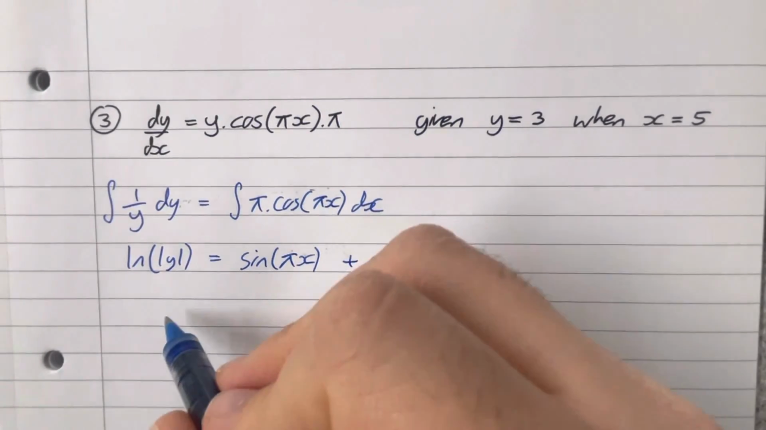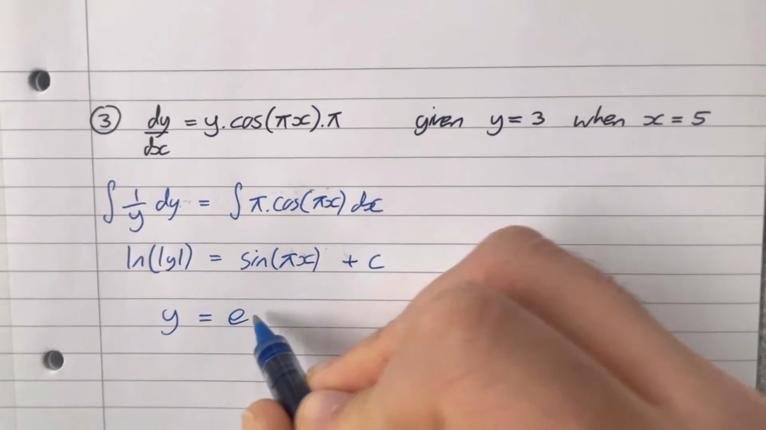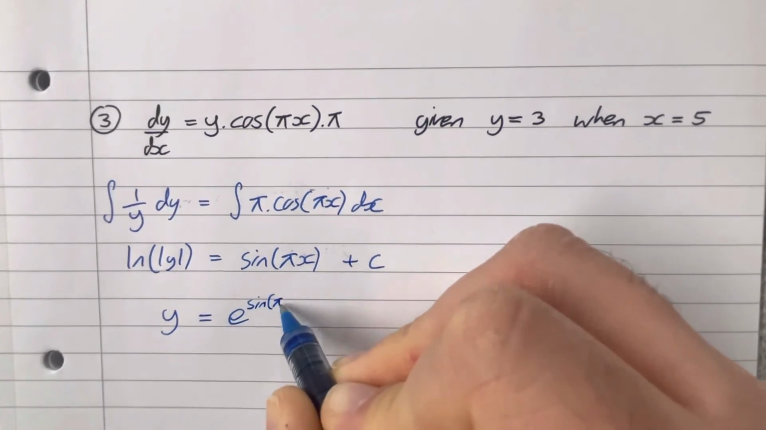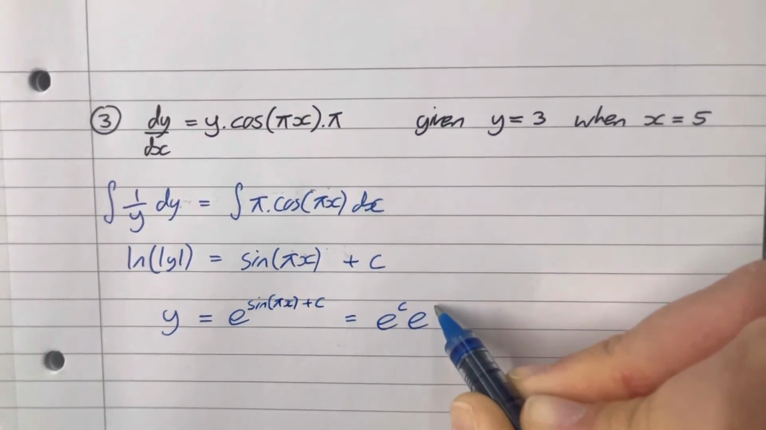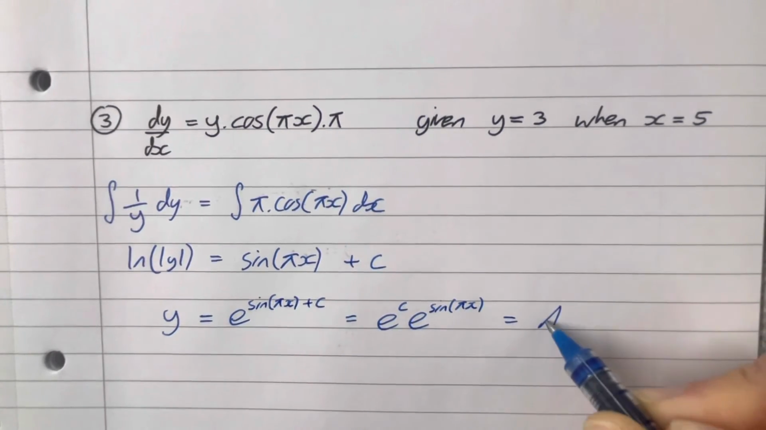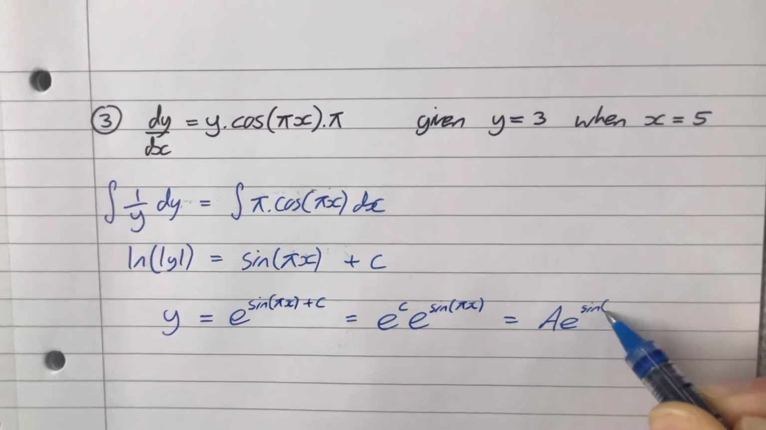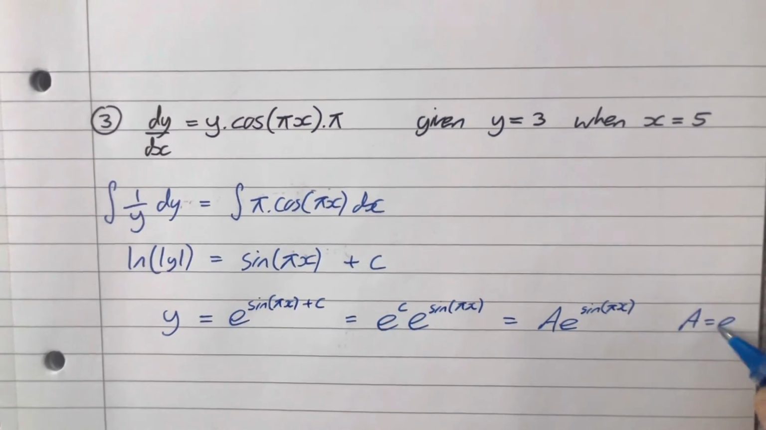Now I can make y the subject by raising both sides as a power of e, so that's e to the sine of pi x plus c, which I could then write as e to the c times e to the sine of pi x, which is a e to the sine of pi x. And I've defined a to equal e to the c. And I can do that, I can redefine my arbitrary constant to give that.